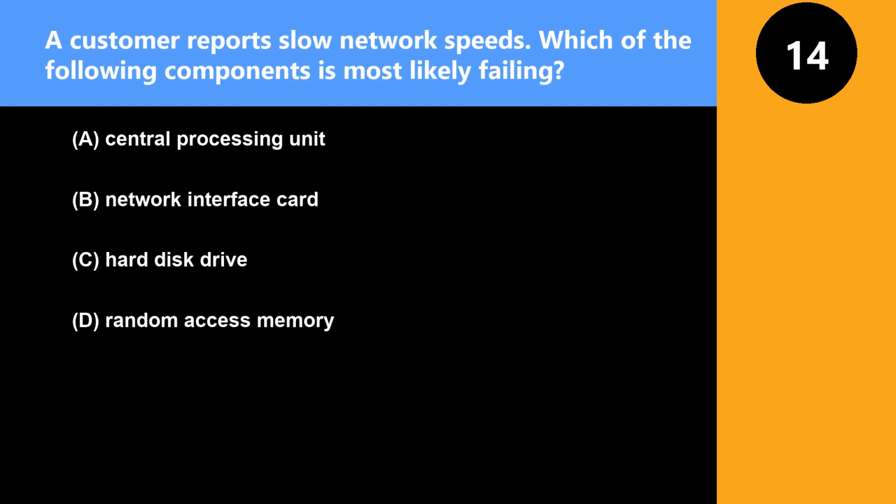Question 14. A customer reports slow network speeds. Which of the following components is most likely failing? Option A, central processing unit. Option B, network interface card. Option C, hard disk drive.